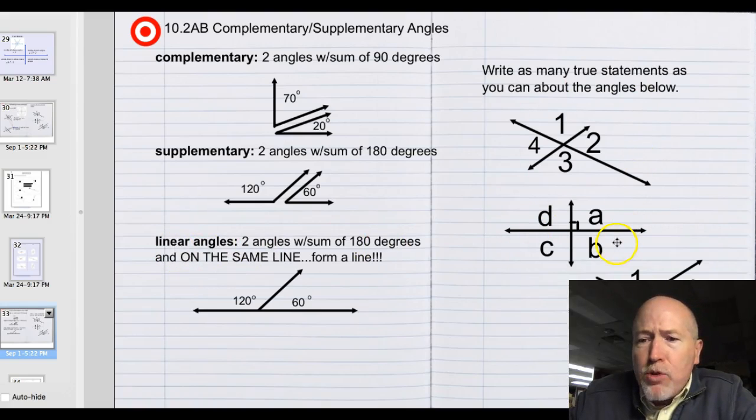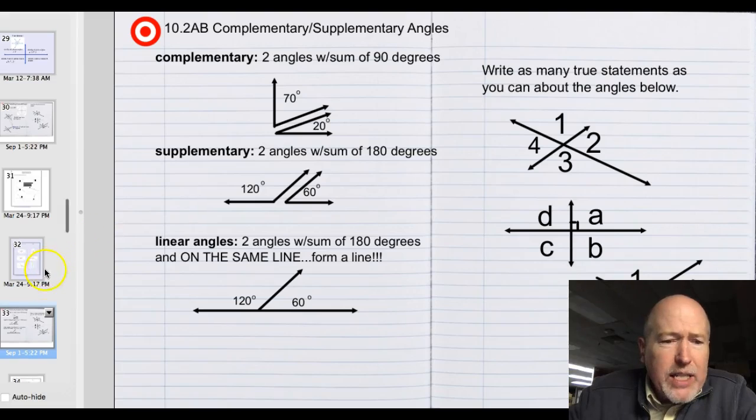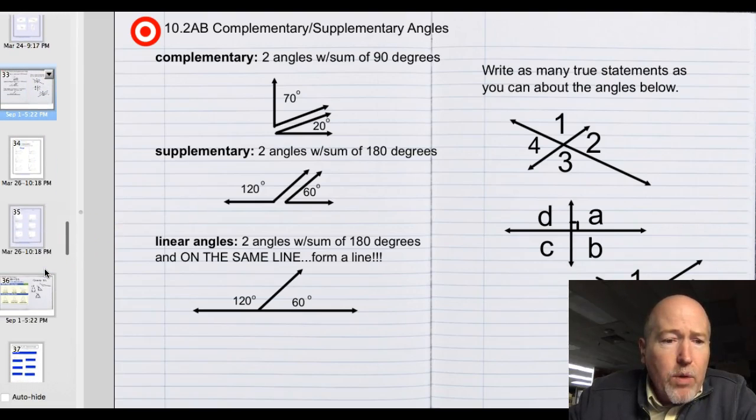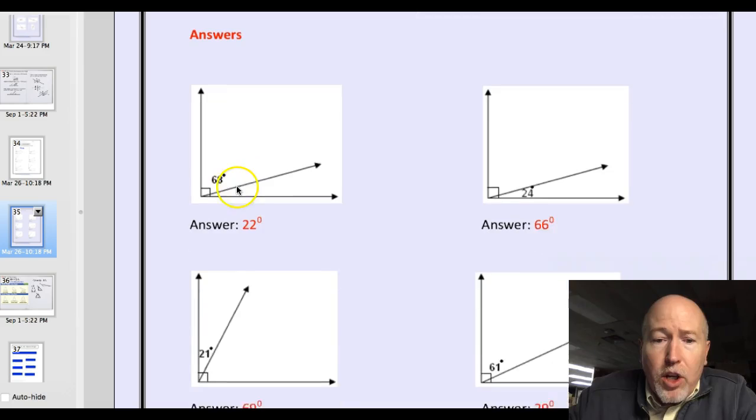All right, tell me some true statements about these angles here. How about 2 and 3? They are supplementary because they add up to be 180 degrees. They are also adjacent. All right, let's try some of these on. Where's that worksheet? Good, here we go.